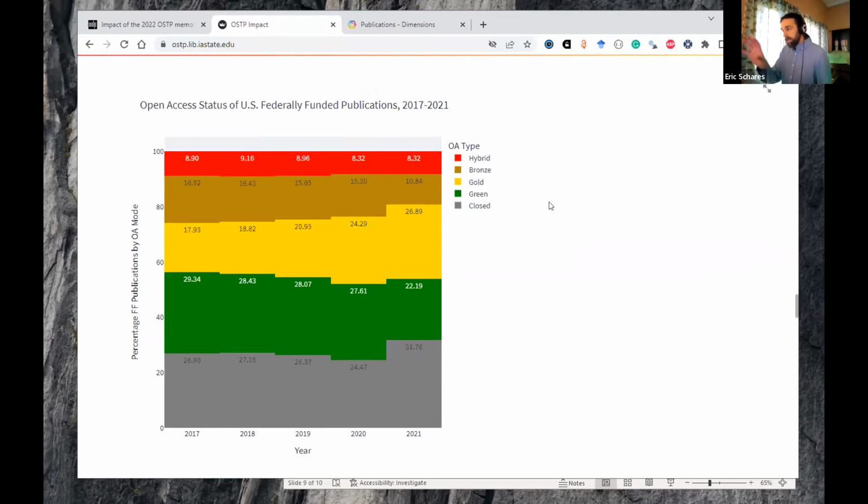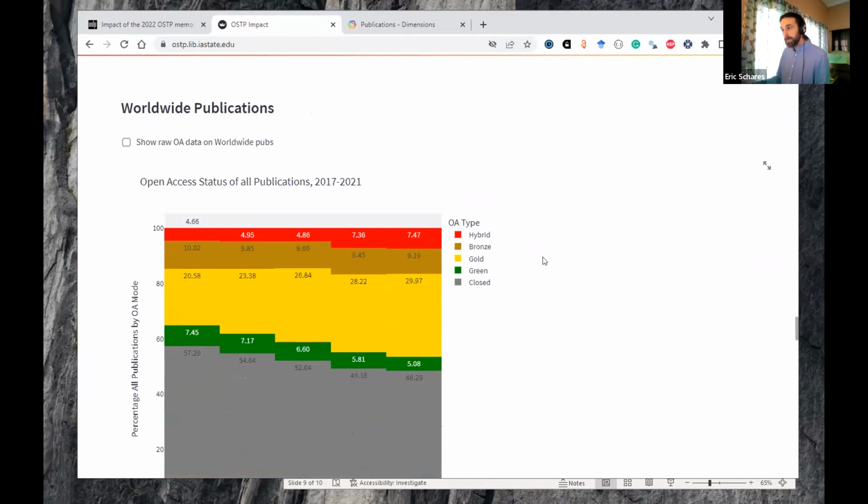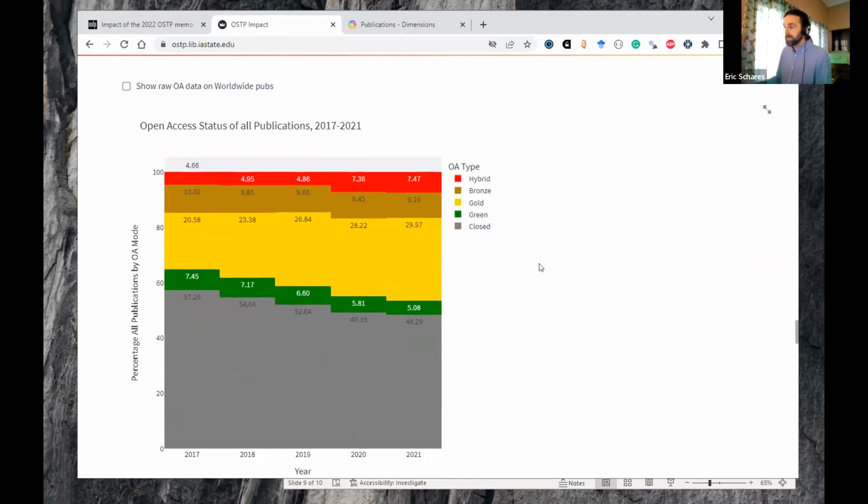So all these colors map to federally funded publications. Then I had the question, well, what does it look like for all publications? Is this signature typical for any publication that maybe doesn't have federal funding, or is this different? And so the next step is worldwide publications. This is looking at everything across the world, all publications that Dimensions had. And you can see that closed access, as we go over time, starts to decrease. It starts to step down a little bit. Maybe gold starts to increase. Green stays about the same, comes down a little bit.